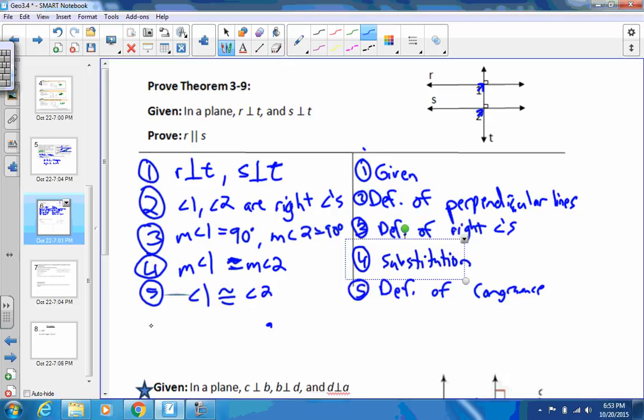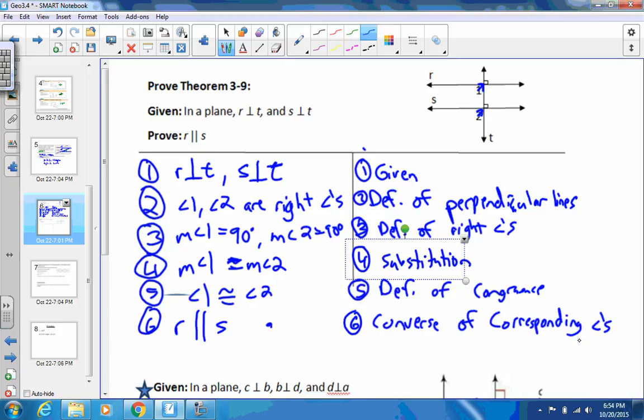then we can say that line R is parallel to line S. And that's simply, I think that was one of the theorems from last chapter. That would be the converse of corresponding angles theorem. Since those are corresponding angles, and if they're congruent, then those lines are parallel. And that's what we tried to prove. So it makes us happy.